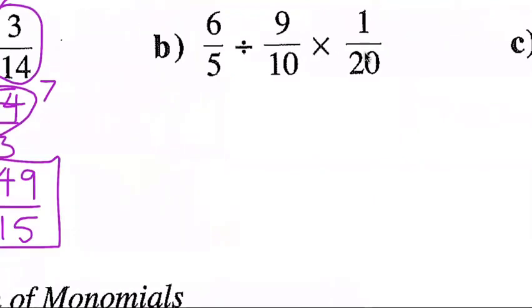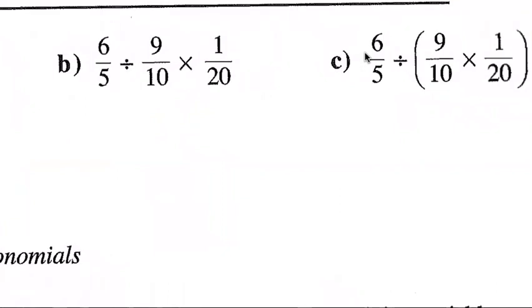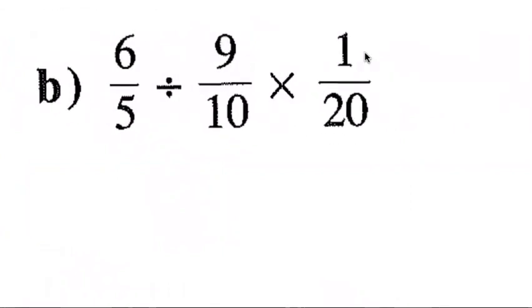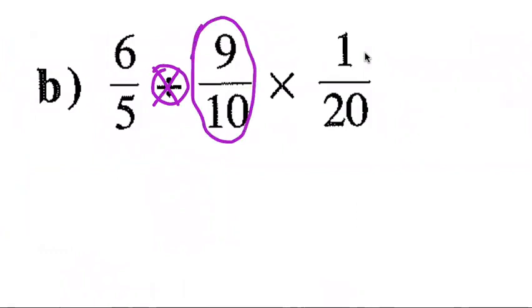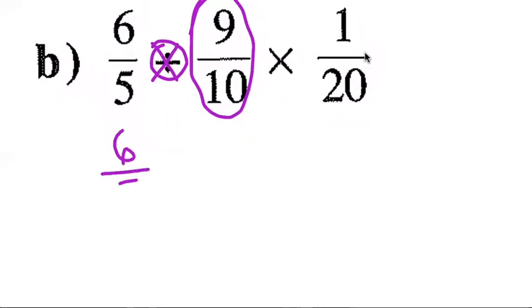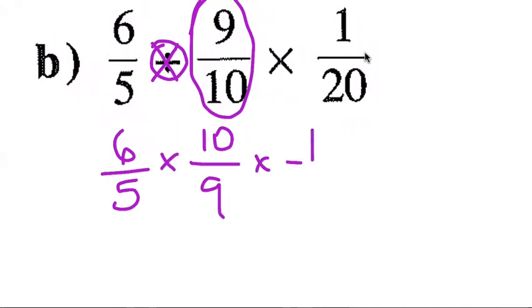Question B and question C bring in the idea, well, what do we do about BEDMAS, right? So remember, with BEDMAS, brackets, exponents, and then multiplication, division, addition, subtraction. And multiplication and division are always just done left to right, okay? So here we go, 6 over 5 divided by 9 over 10 times 1 over 20. So this is division, so we're going to change this to multiplication, and we're going to flip this fraction. We're not flipping the whole thing because it's not divide by the whole thing. So this becomes 6 over 5 times 10 over 9 times 1 over 20.